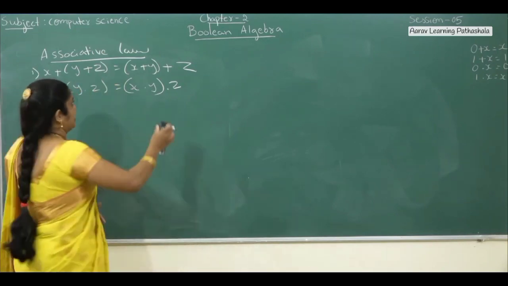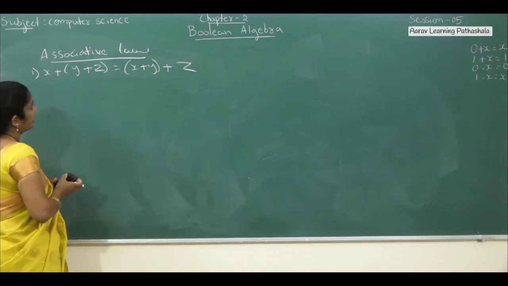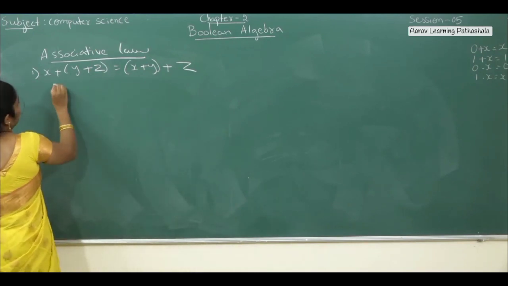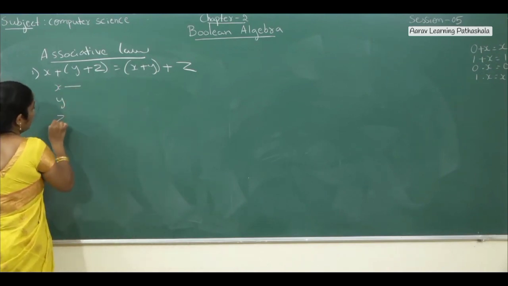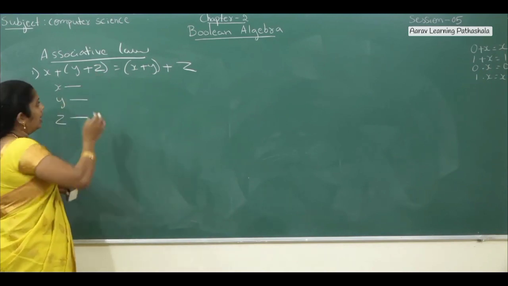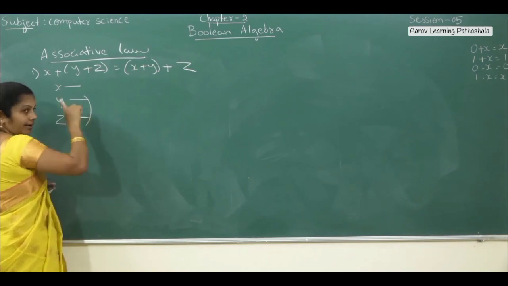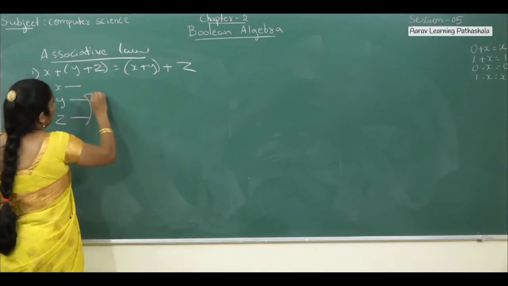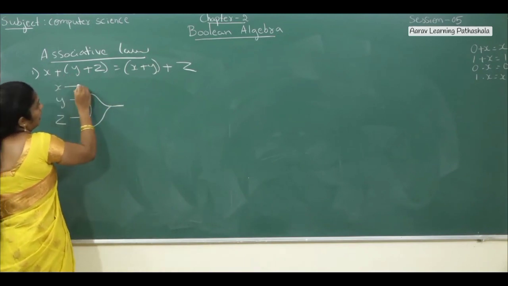Now we will prove that once again. First I am going to prove the first one. In the first one, how to write the circuit diagram? First here we have x, then y, and one more we have z. But here y plus z is written with the plus operator. Plus operator means here we write the reverse C shape. These two are once again connected with the plus operator.